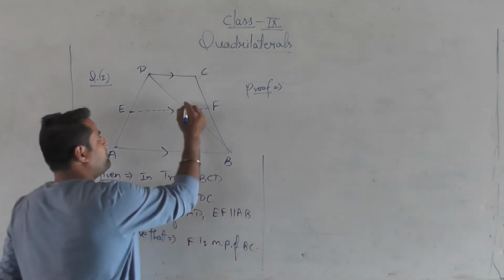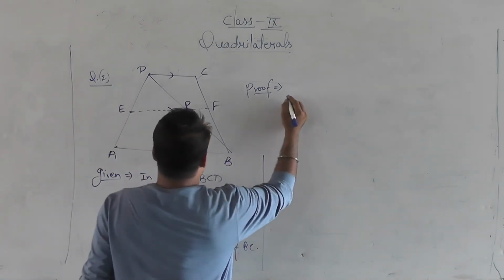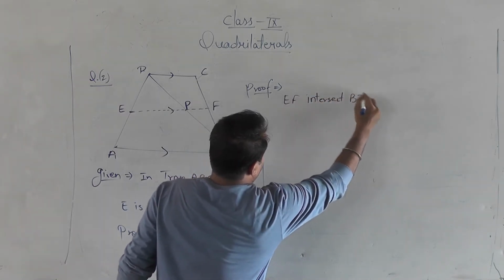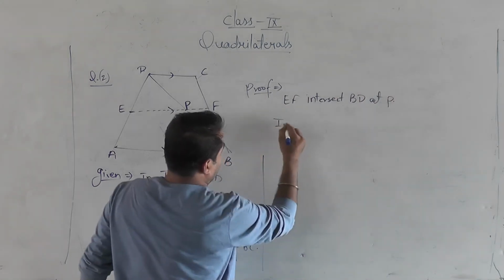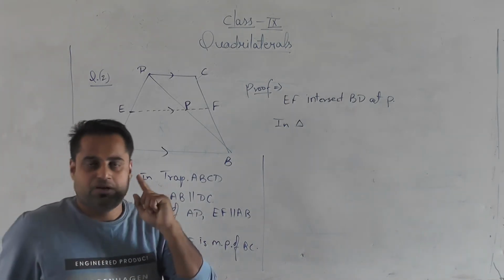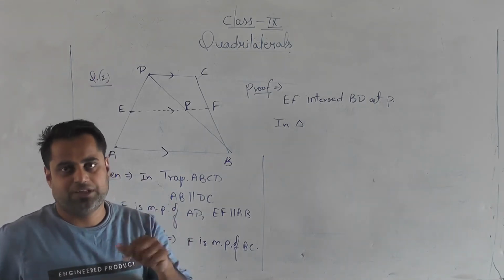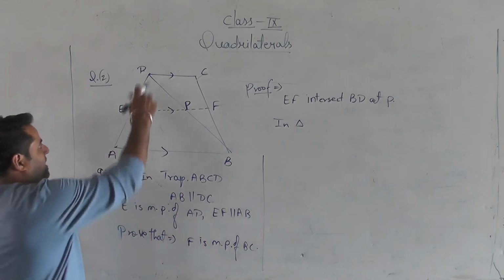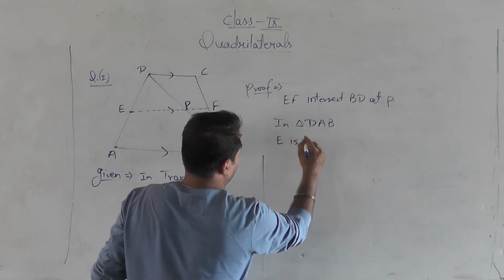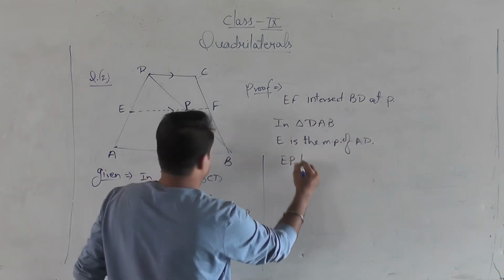So I am marking a point P here, where EF intersects BD at P. Now remember that the midpoint theorem can be applicable in a triangle only. The line drawn from the midpoint of a side parallel to another side bisects the third. This was the statement. So I am taking triangle DAB. In triangle DAB, E is the midpoint of AD, and EP is parallel to AB.